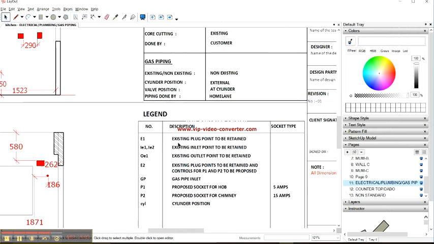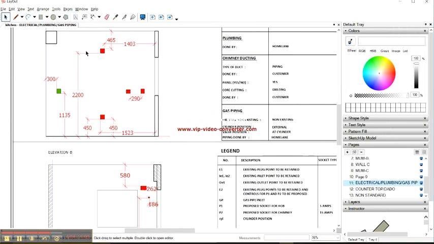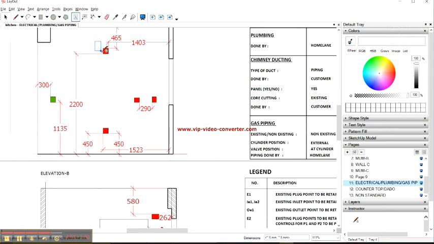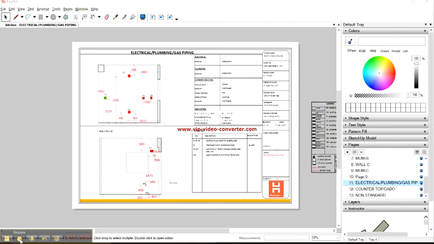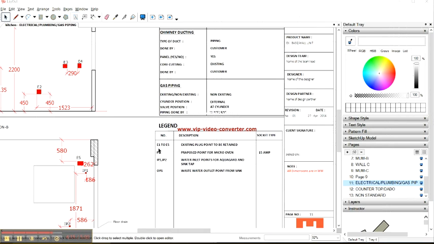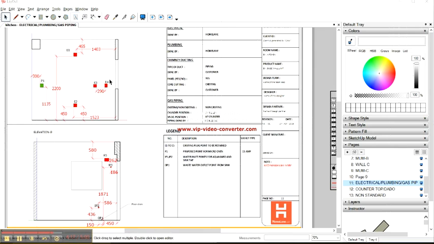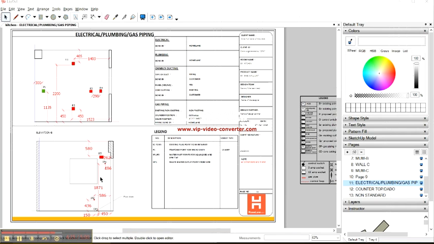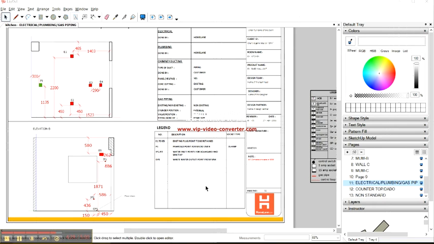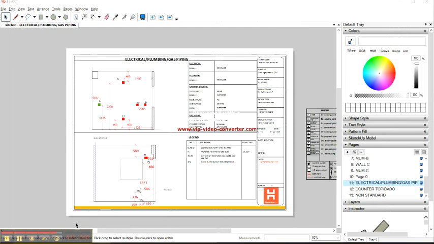And here these are the legends. Here we have to put in the legends, like this is an existing point. So here I have filled in E1 to E2 are all the existing points that I want to be retained, and P1 is a proposed point for the microwave oven, and how much amp you need to mention here. And IP1, IP2 are the inlet points for AquaGuard and sinks, and OT is the wastewater. So this is how you do the electrical points.